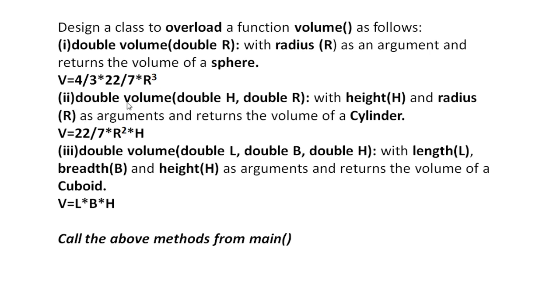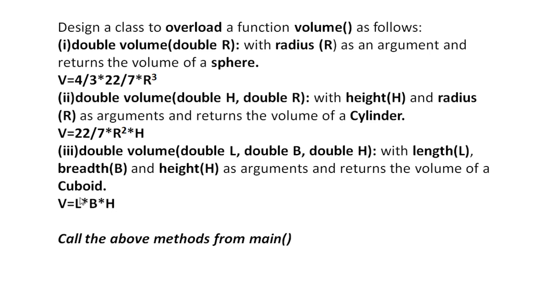In the second one, you are returning the volume of a cylinder, for which you need to know the height and the radius, because the formula says 22 by 7 into r square into h. So r and h you need to know. And the third one, you need to know the length, breadth and height, and as per that you will return the volume. The formula is given L into B into H.